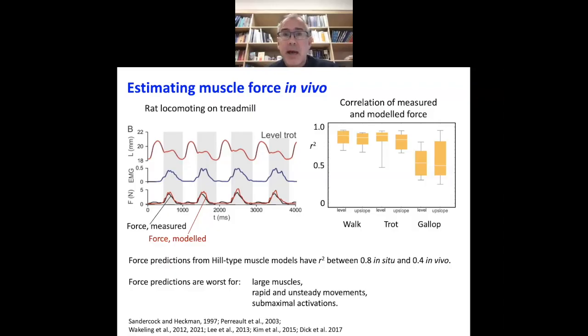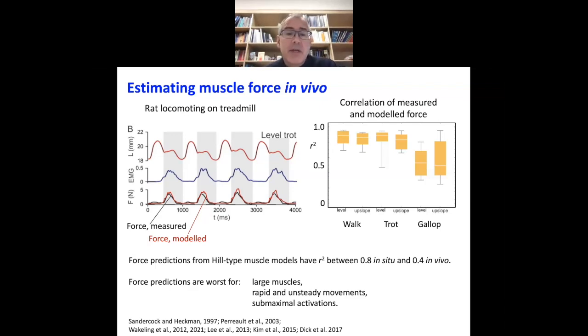But as soon as you look at in vivo contractions, where you have a naturally behaving animal or person, the muscle models get a lot worse. The R-squared will drop down to 0.4 or 0.5. This means that we can explain 50% of what's going on in the muscle force using the muscle model. But it also means that 50% of what's going on we cannot explain. So there's a large amount of our understanding which we currently don't have.